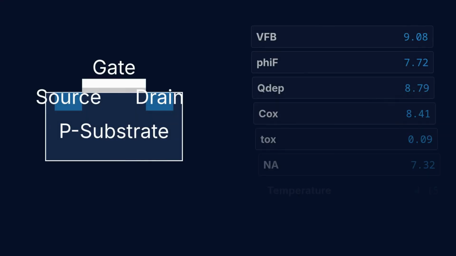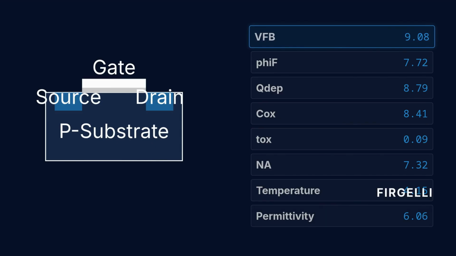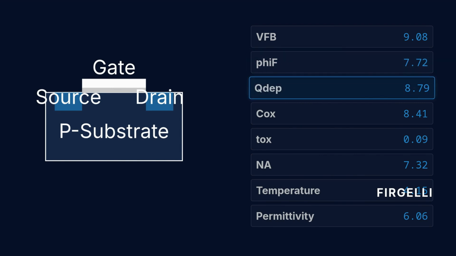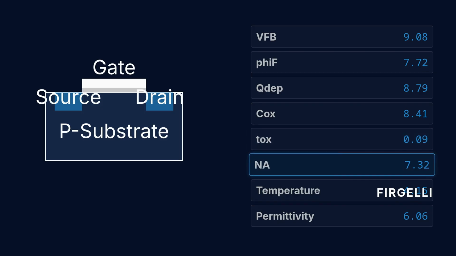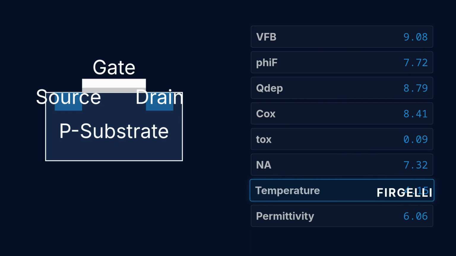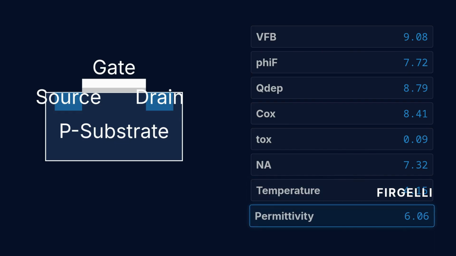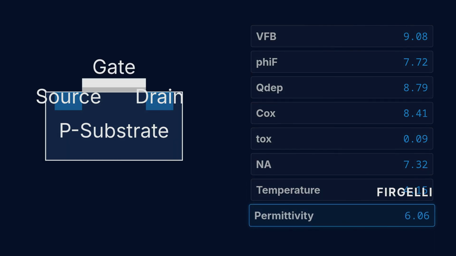The input fields include flat band voltage, VFB, in volts, Fermi potential, phi F, in volts, depletion charge, QDEP, in coulombs per square centimeter, oxide capacitance, COX, in farads per square centimeter, oxide thickness, TOX, in nanometers, substrate doping, Na, in per cubic centimeter, temperature, T, in Kelvin, and oxide permittivity, epsilon OX.